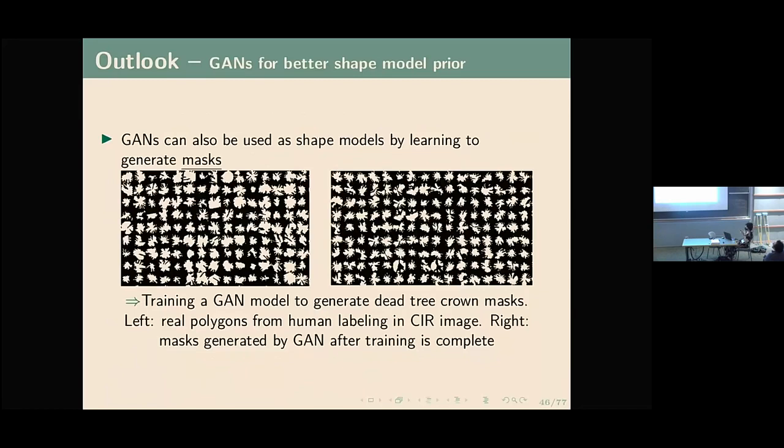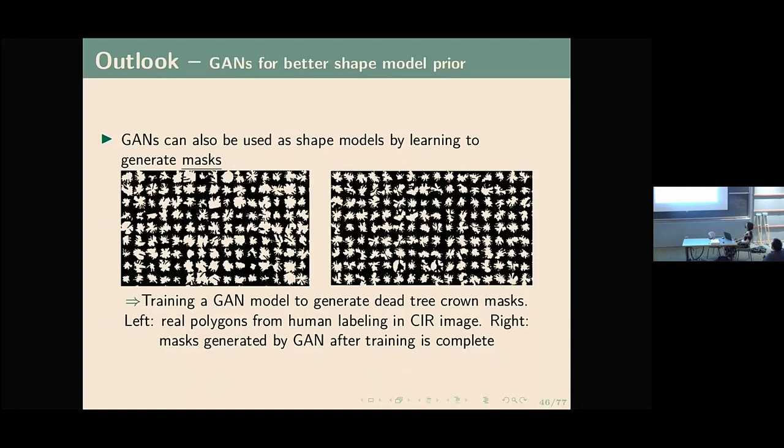So this is having trained a GAN model to generate dead tree crown masks. On the left, these are polygons from human labeling, so our poor little research assistants. And on the right, these are masks generated by the GAN after training is complete. So pretty cool prior information.